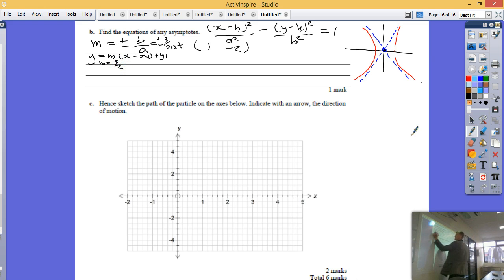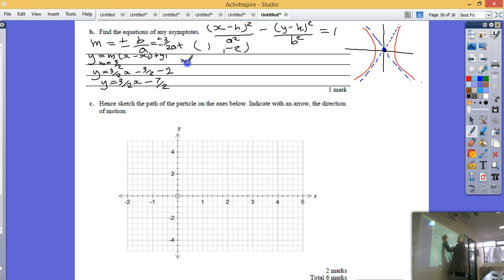The equation becomes 3 on 2x minus 3 on 2, subtract 2, so we'll have 3 on 2x minus 7 on 2. That's one equation.